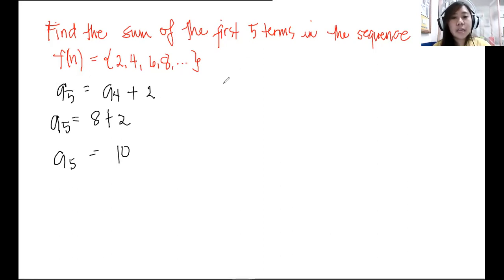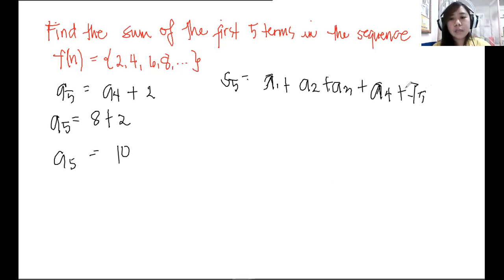So using the formula that we have, S sub 5 is equal to A sub 1 plus A sub 2 plus A sub 3 plus A sub 4 plus A sub 5. Okay, nakakasunod po. So substitute the value of every term in the formula that we use.